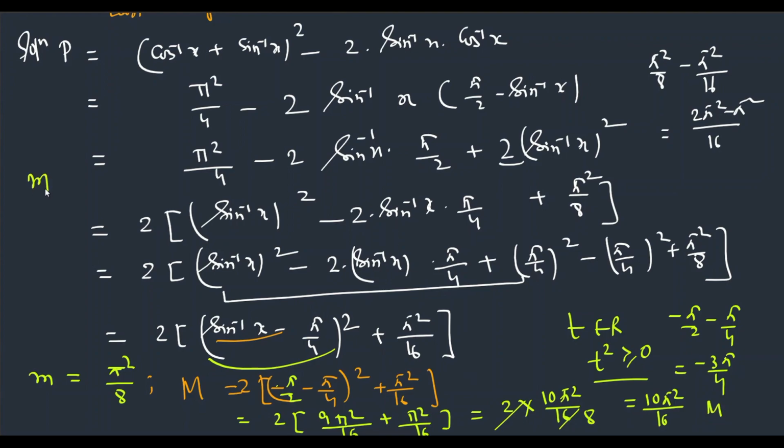So now we calculate capital M by small m. Capital M is 10 pi square by 8, and here you have small m as pi square by 8. So the answer is 10 only. Is it okay? Any doubt? No, sir.